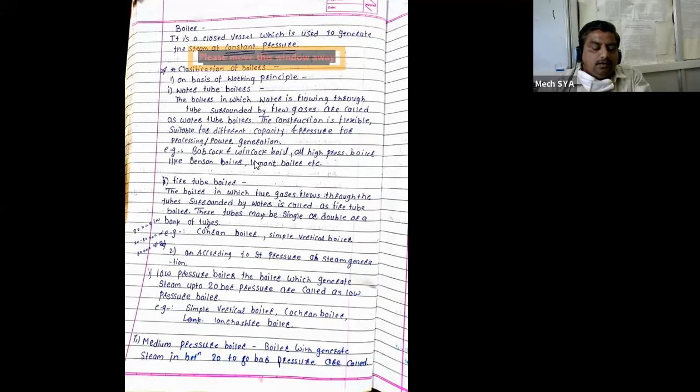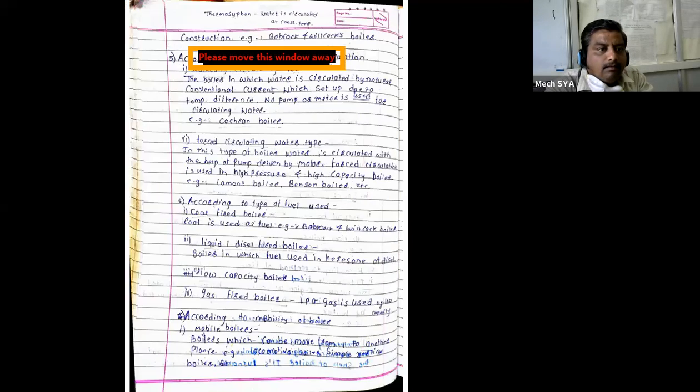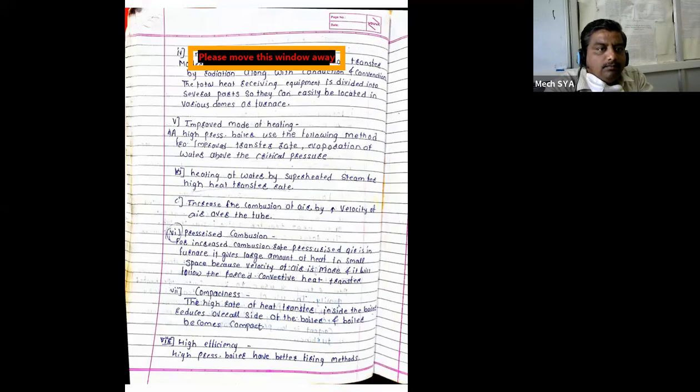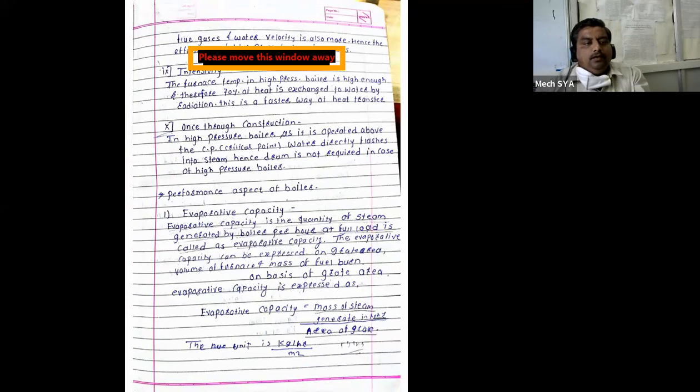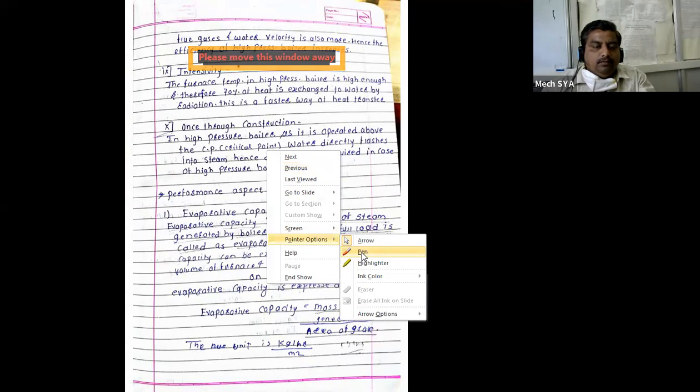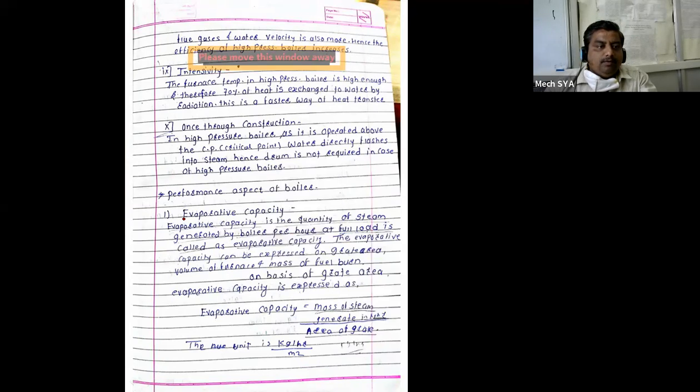These are the classification of boiler. Already we have discussed too much on the classification. Now today we'll see the performance aspects of a boiler. The performance aspects include the calculation of some of the performance parameters related to the boiler. So the first performance parameter of the boiler is evaporative capacity.